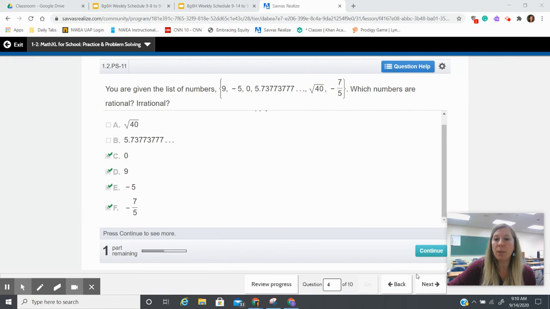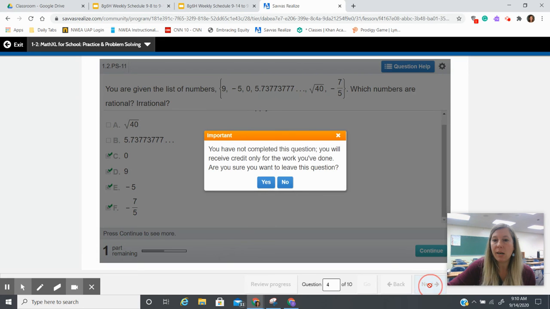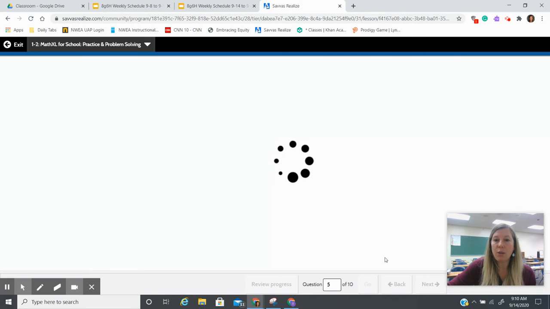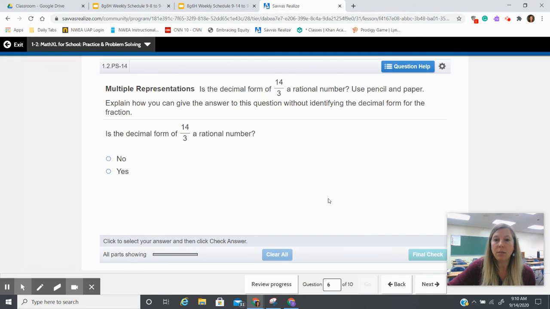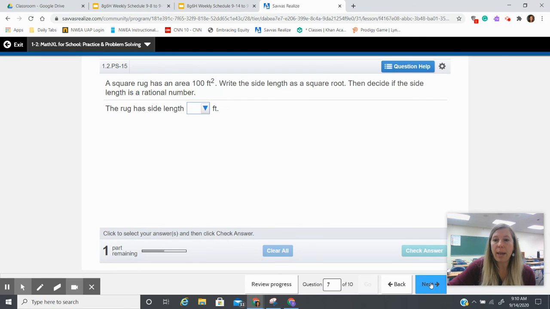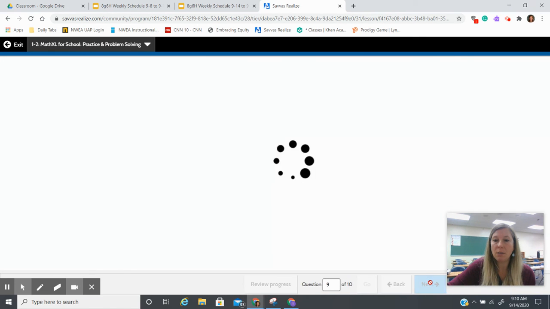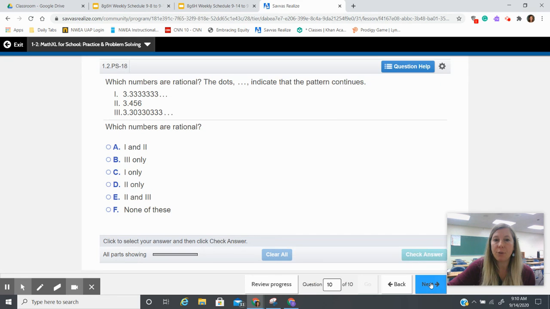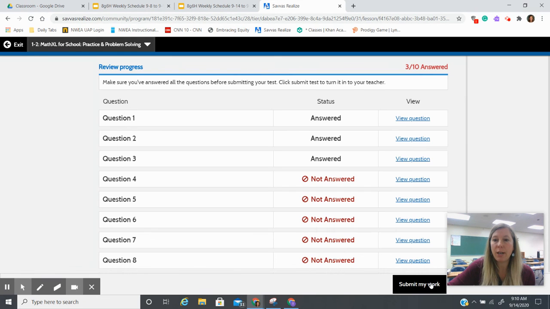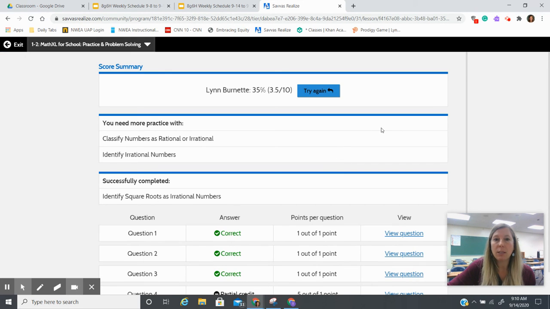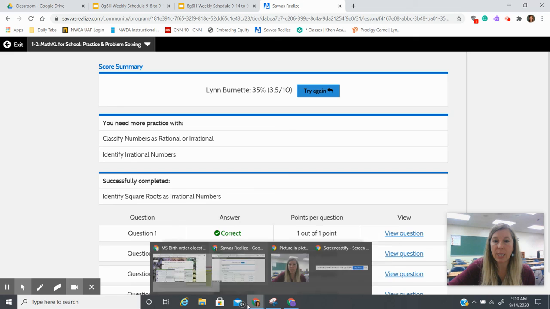So work through these problems, and when you get to the end, you should be able to turn it in. Let's see what happens. Might look different for me than for you because I'm a teacher. Submit my work. That's, yep, okay. So that's what it should look like for you, okay? All right, guys, good luck. If you have questions, just let me know.